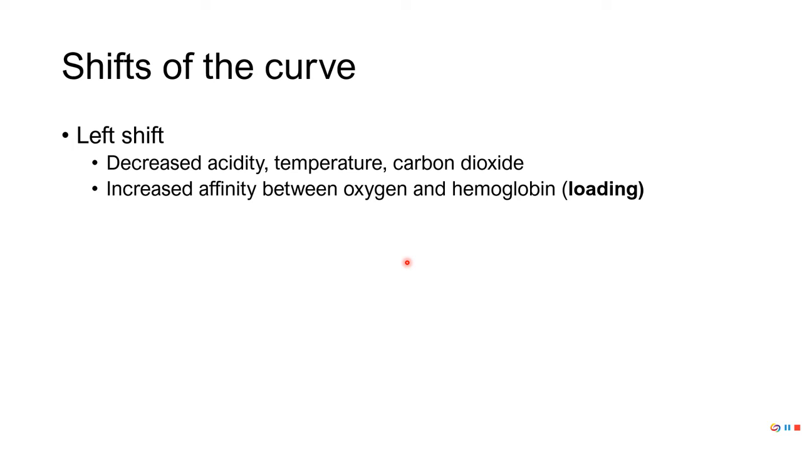On that figure, there was also something called 2,3-DPG or BPG. That's something we'll talk about during our altitude lectures in a couple weeks. What if we have decreased acidity, temperature, or carbon dioxide, that increases the affinity or attraction between oxygen and hemoglobin. In other words, we're making it so they want to get together. So oxygen and hemoglobin bind together, or oxygen is loaded onto hemoglobin.